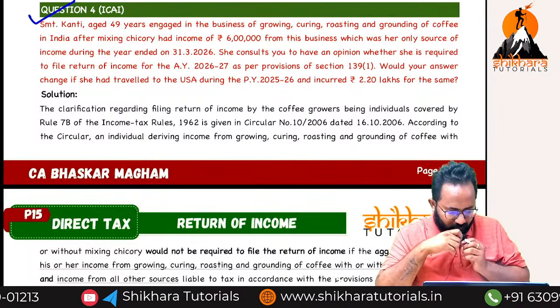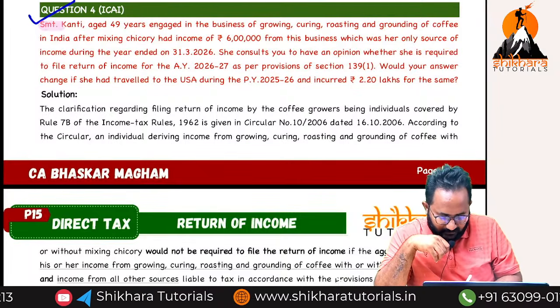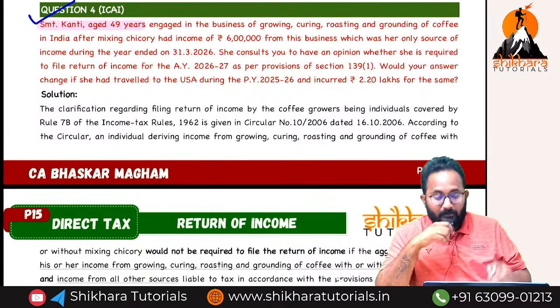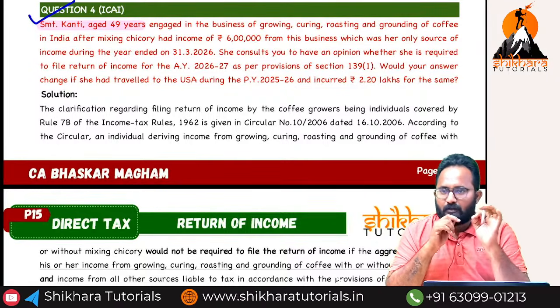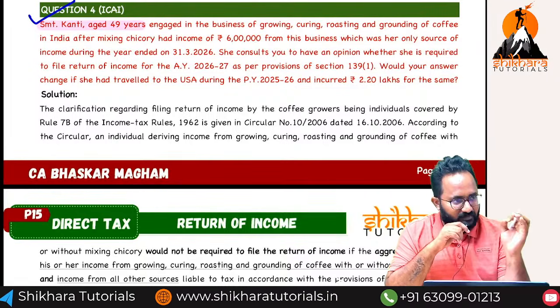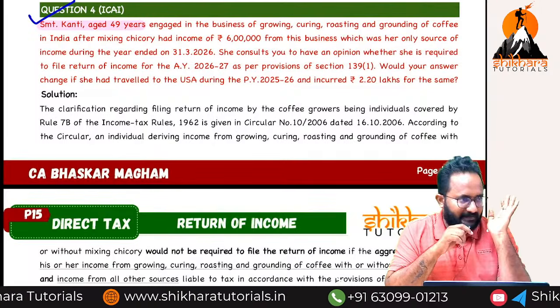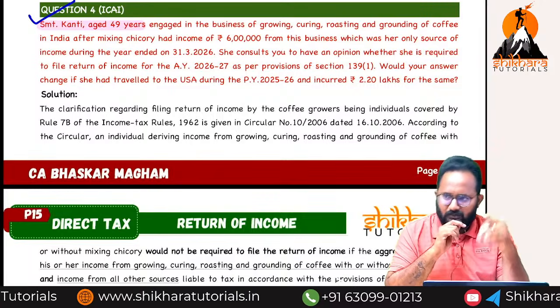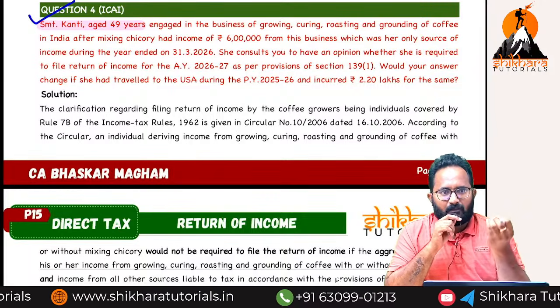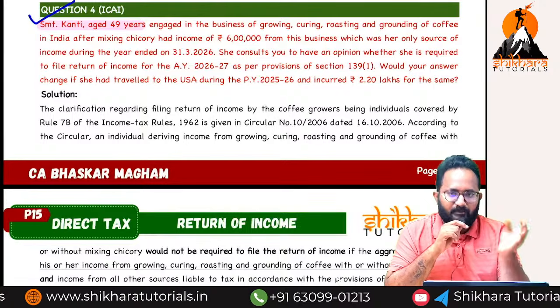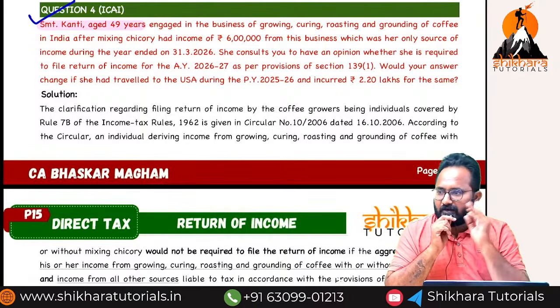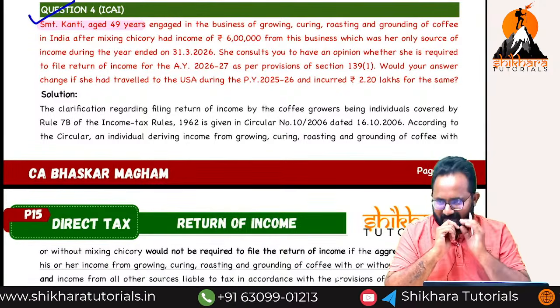Question number 4. What is the age of the assessee, ma? 49. Remember, in every question we have to check the status of the assessee. If he is an individual, we have to check the age. In every question, not only this chapter. If they give a company question, domestic company or foreign company. If they give an individual, resident or non-resident, yes.